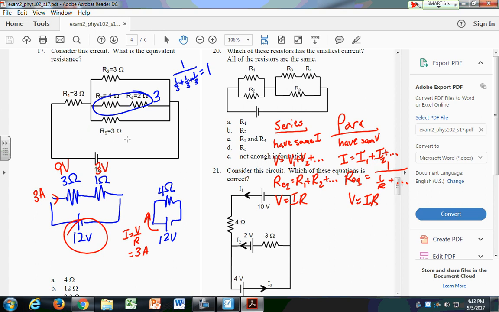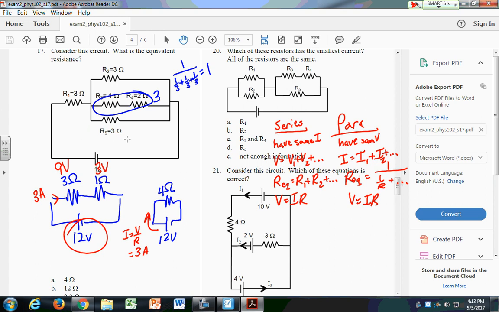So the harder part is finding the voltage on a particular resistor. Now, which one was I asking for on the next question? R5. I want to know the voltage here. Well, I have 3 volts here, 3 volts here, 3 volts here, and 3 volts here, because they're all in parallel. Resistors in parallel have the same voltage. 3, 3, and 3.